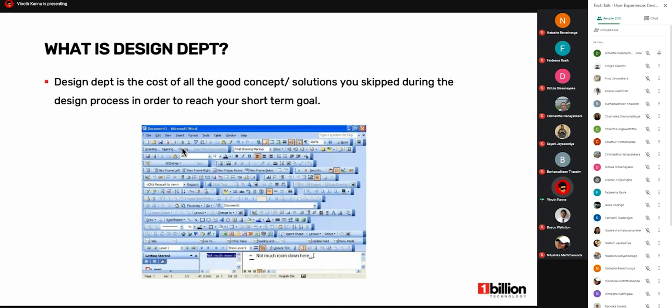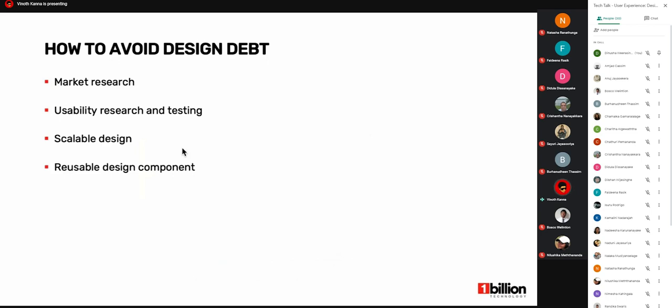The design will fail because of design debt if you ignore the fact. The design should be scalable, and we need to always keep in mind that we shouldn't skip some of the important steps. So how do we avoid this design debt? We need to do proper market research before we do something, because if you try to plug it in after we develop something, it will be buggy, or it will not suit the design.